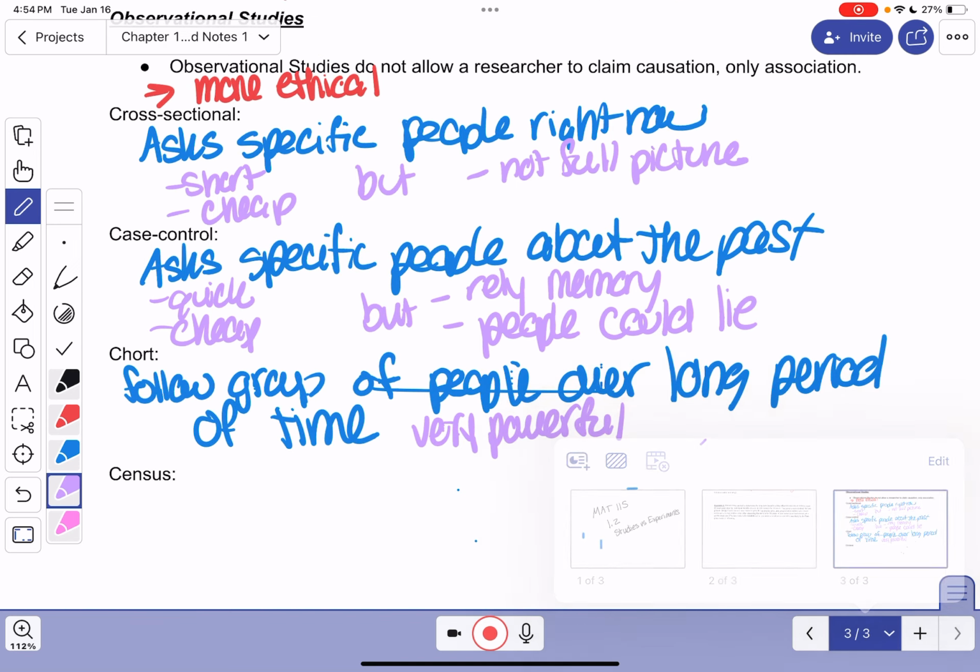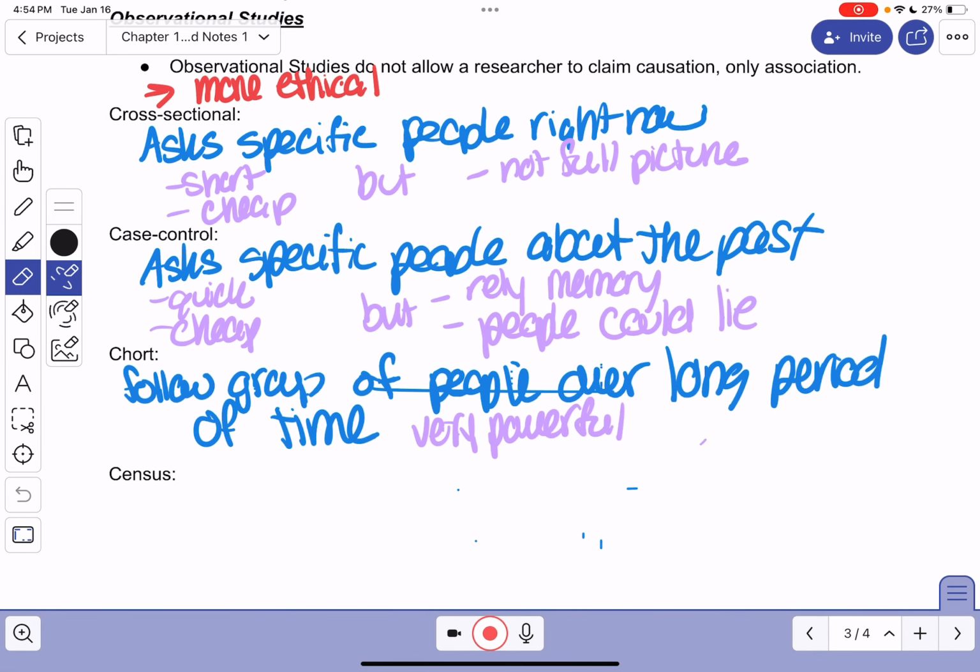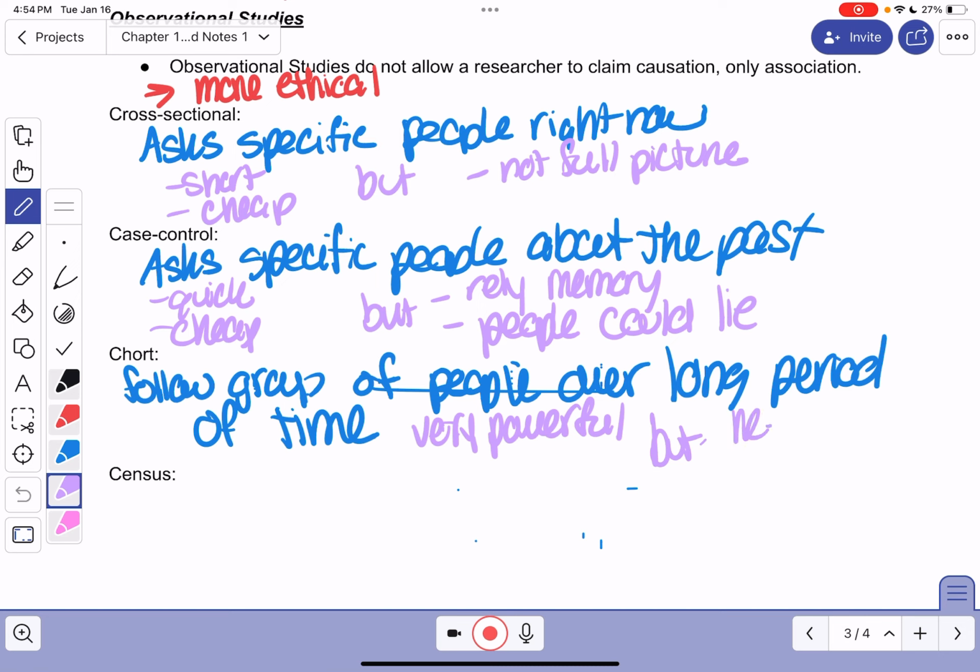But some issues are, you need a lot of people. If people move, they're no longer part of the study. If people come in, they can't be part of the study because they weren't there for the beginning. So you need to start with a really big group, so at the end you still have a decent sample size.